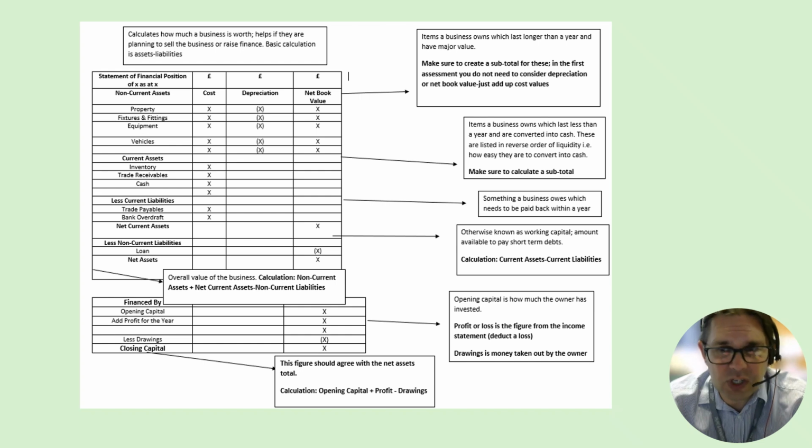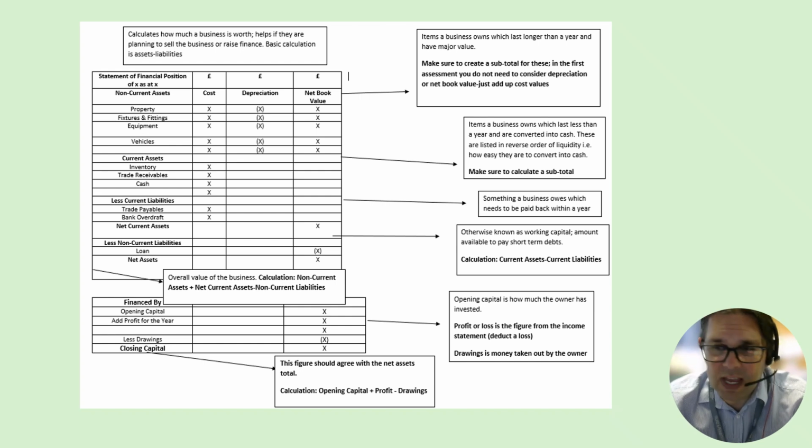With a normal statement of financial position, you would have depreciation, so how much the assets fall in value over time. And then we have net book value, sometimes called carrying amount, which is the deduction of depreciation to date from the cost. You're not going to have to do that in your first A1 assessment, so if you are concerned in that way, just add up the cost values.